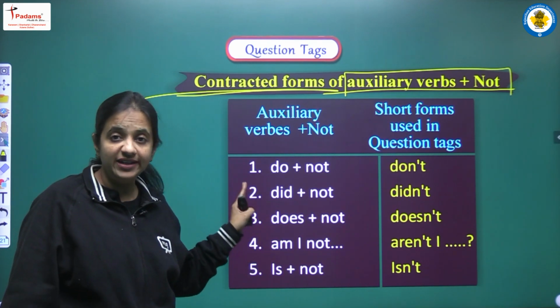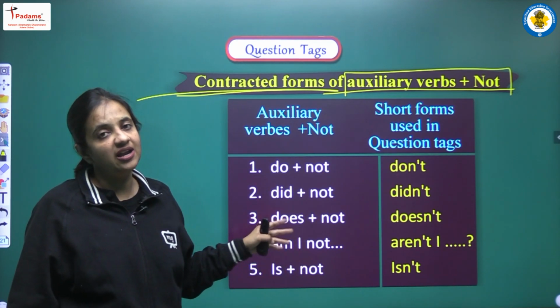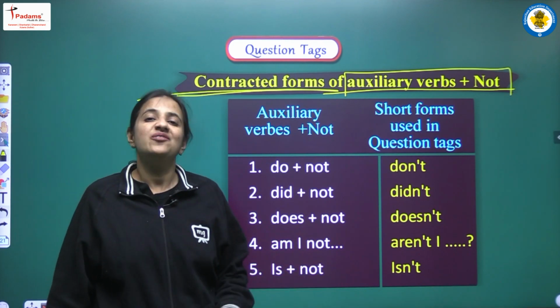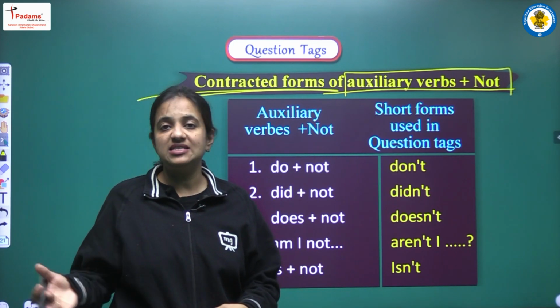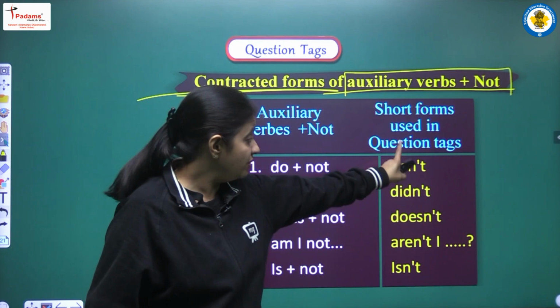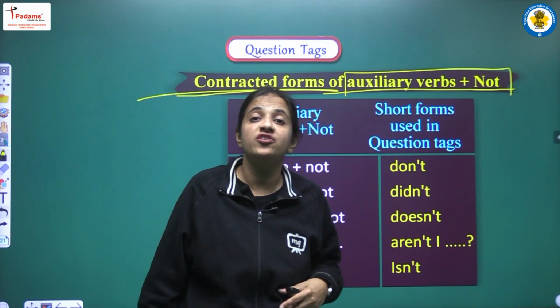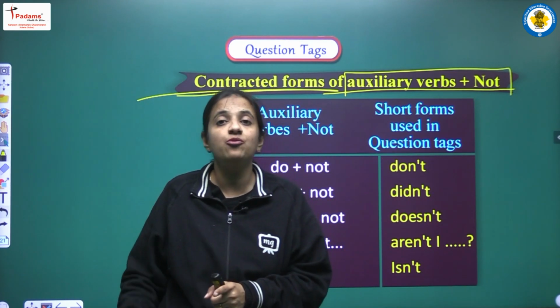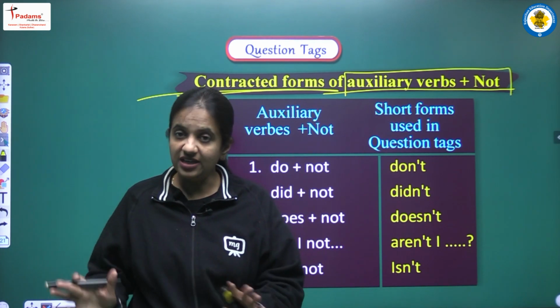So we are having one table here. In this table we are having all the auxiliaries with us, all the helping verbs, so we can say modal auxiliaries also, and we will see how we can write the contracted form of that auxiliary with not. Okay, so let's see.